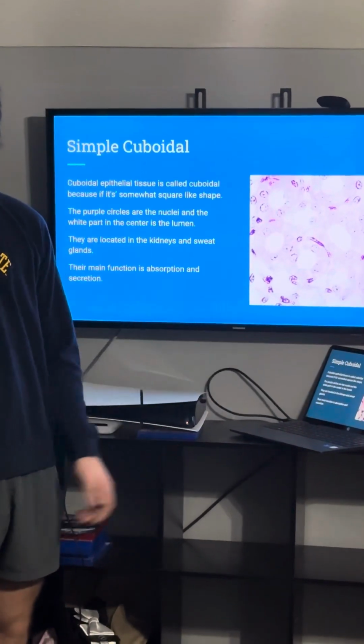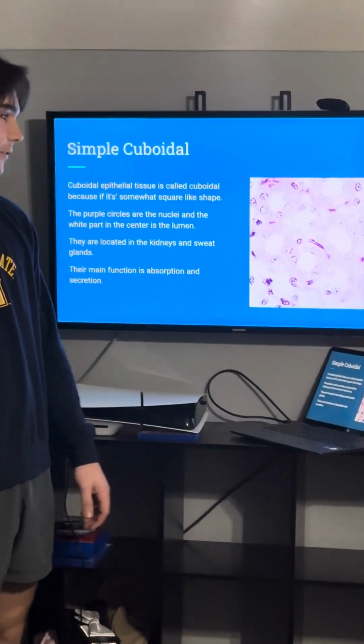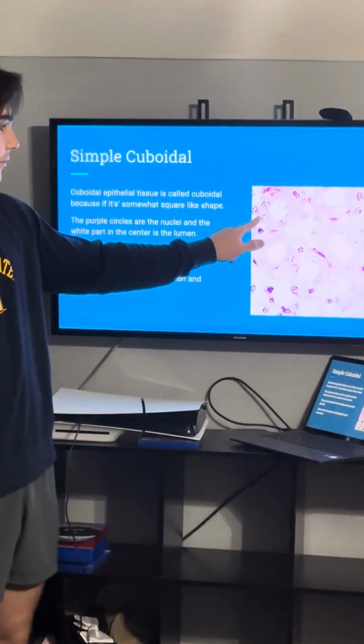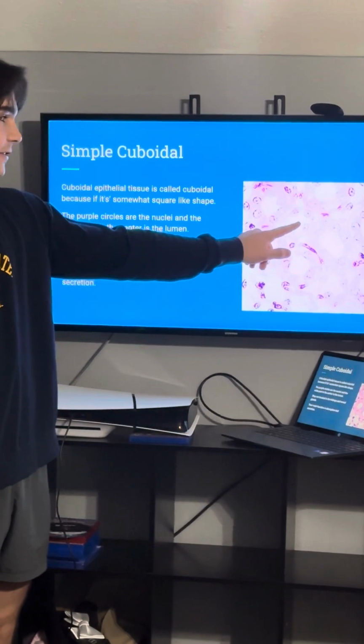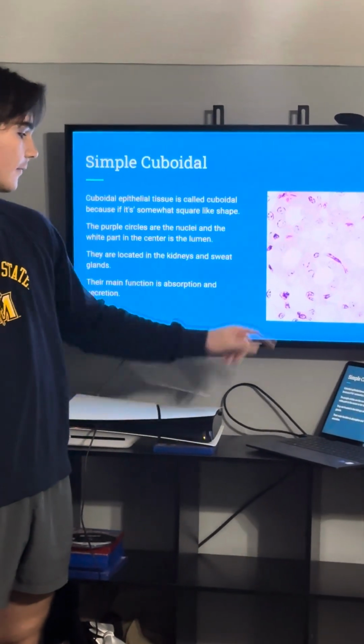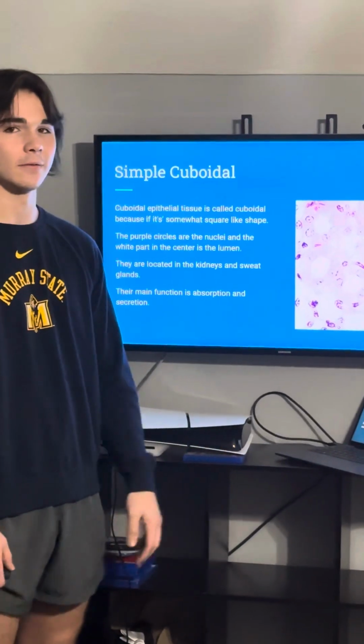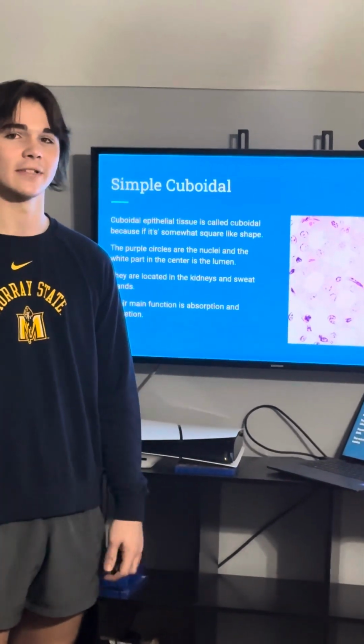Next is simple cuboidal. It's called simple cuboidal because of its cube-like shape. You can see the darker circles, those are your nuclei, and this is the lumen right here in the middle. They are located in kidneys and sweat glands, and their main function is absorption and secretion.